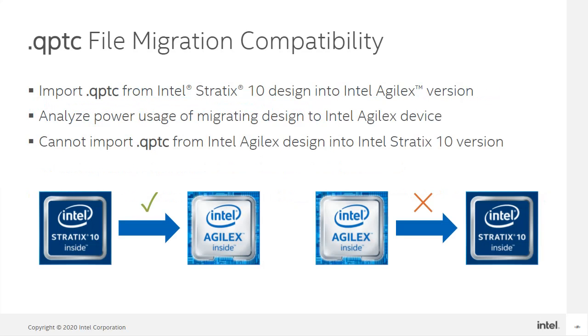If you are thinking about moving a design from an Intel Stratix 10 device to an Intel Agilex device, you can import a .qptc file from an Intel Stratix 10 instance of the PTC into an Intel Agilex instance of the tool. Simply open the Intel Stratix 10 .qptc file with an Intel Agilex device selected in the tool. Note that you cannot take an Intel Agilex .qptc file and import it for analysis on an Intel Stratix 10 device.